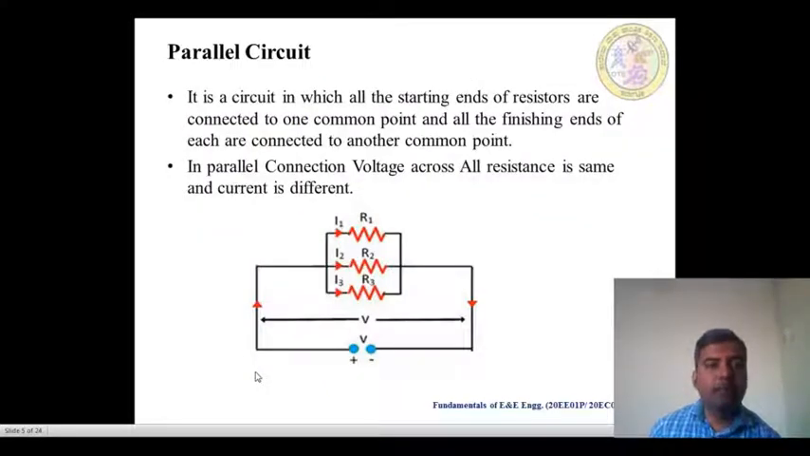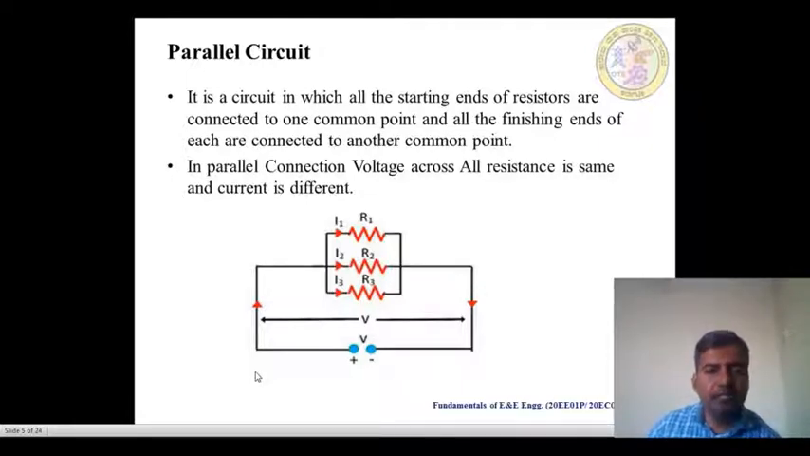Now we come to the parallel circuit. In this circuit, R1, R2 and R3 are the three resistances. They are connected in parallel fashion. Here we take two common points. The starting ends of all three resistors are connected to the same common point, and the end points of all the resistors are connected to the same point. If you connect the resistances in this fashion, then we say the resistors are connected in parallel.